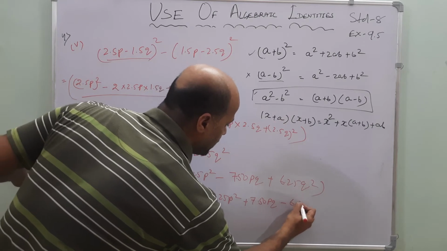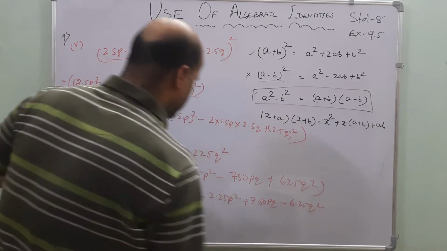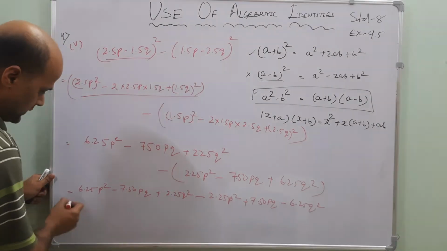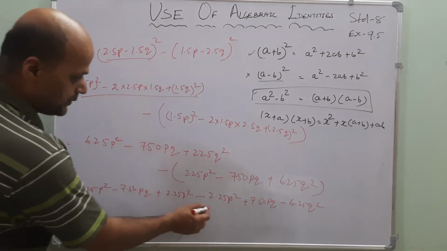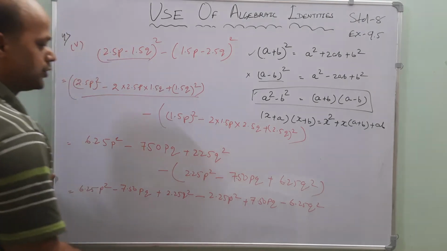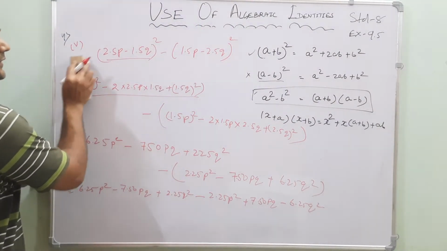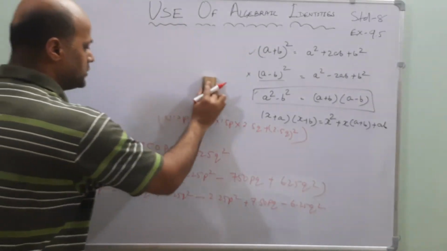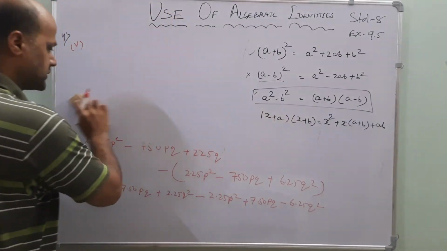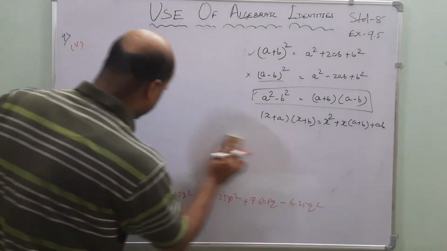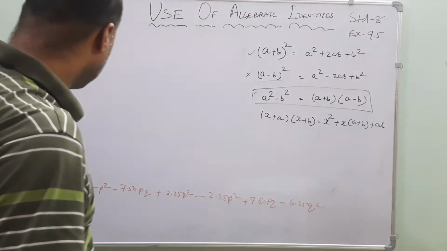minus 6.25 q square. Is there any similar terms there? Yes. First check it. P square. Any p square is there? Yes. Here p square is there. So bring the similar terms in one place. Shall I erase this one, my dear friends? I will erase all the question, okay, so that there is space for us to solve it. I will erase this one also. Now write it.